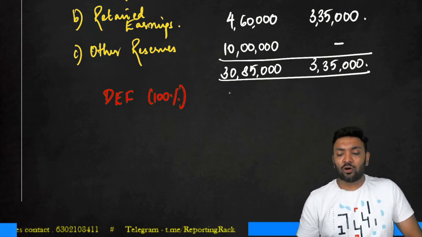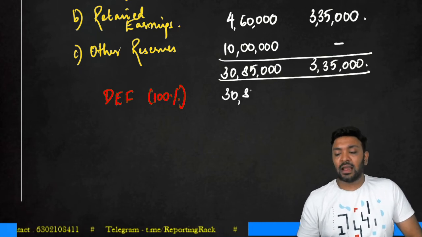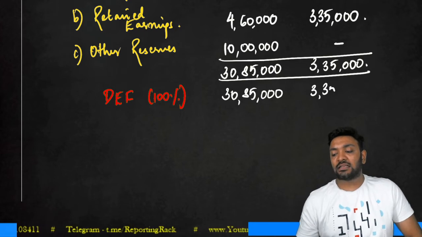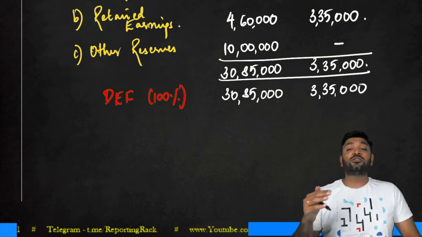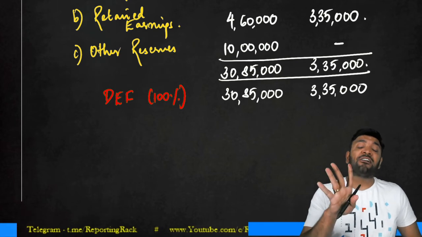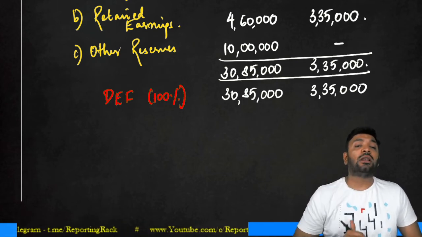I'll have to distribute the reserves among DEF Limited, who is the 100% holding company. Therefore, the entire amount of 30,85,000 and 3,35,000 will go to it. There is no non-controlling interest, so my step 5, non-controlling interest calculation, won't come.